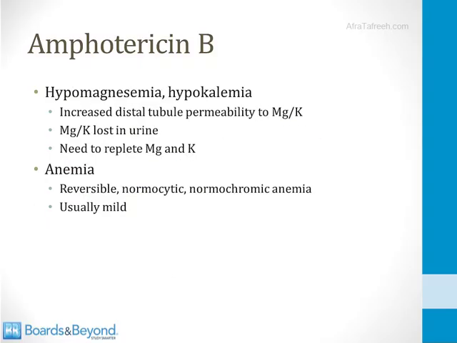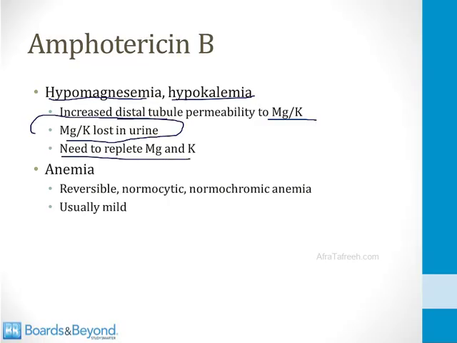Amphotericin B is a classic cause of electrolyte abnormalities, especially hypomagnesemia and hypokalemia. It alters the permeability of the distal tubules in the kidneys to magnesium and potassium. As a result, you lose magnesium and potassium in the urine, and so you always have to check electrolytes regularly in people receiving amphotericin B. And then finally, it can cause a very mild reversible normocytic normochromic anemia. This is usually not serious and usually does not require transfusions.